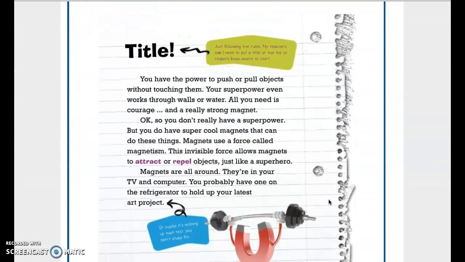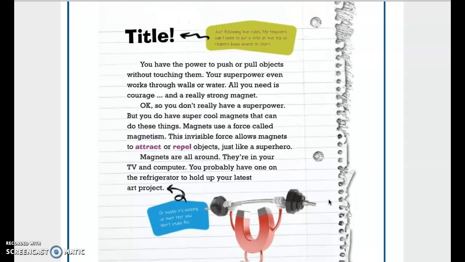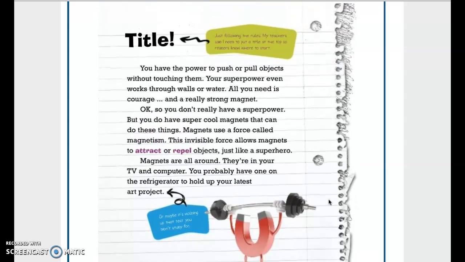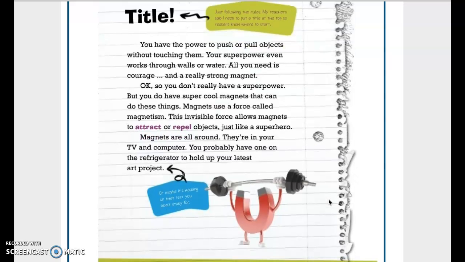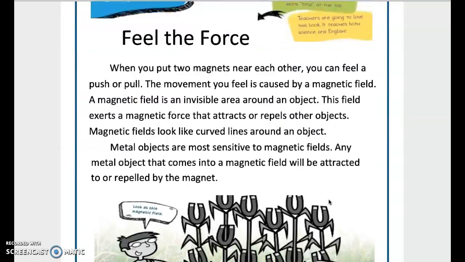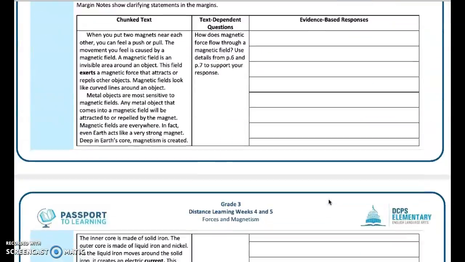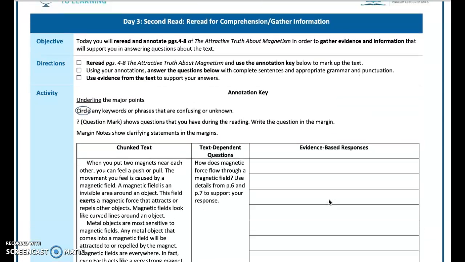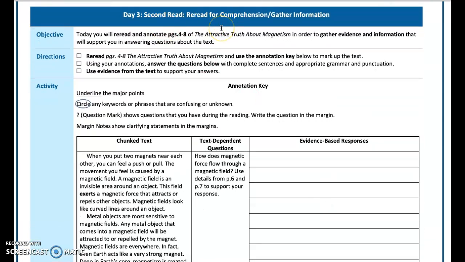We read this text together. You have the text in front of you, and I have the YouTube clip of me reading it to you if you need it reread to you. So I'm not going to read it again right now, but I want you to refresh your memory. Now we're on to day 3. This is our activity for today. Today we will reread and annotate pages 4 through 8 of The Attractive Truth About Magnetism in order to gain evidence and information that will support you in answering the questions.